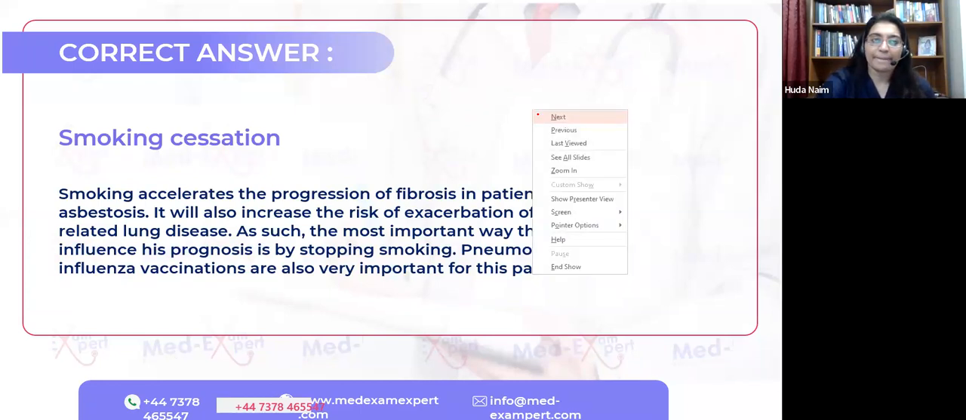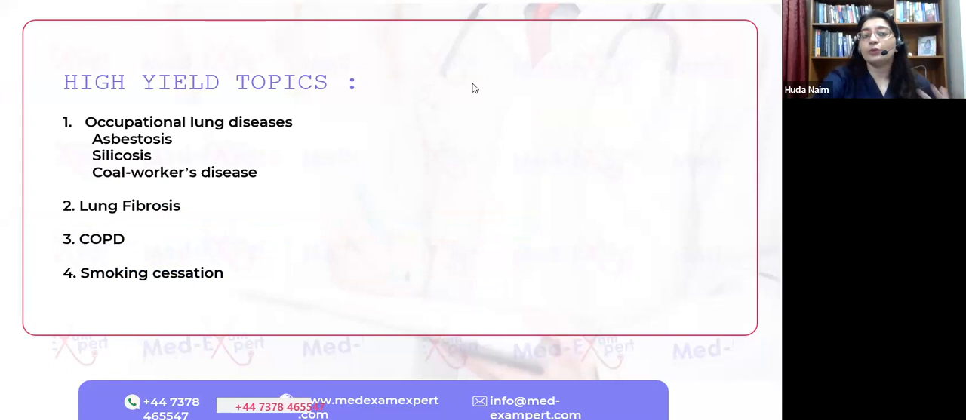Very good. Now, how will you use this exam recall question? You come across a question on asbestosis. What you have to do is revise asbestosis. You have to take an overview of all the occupational lung diseases. Then you have to think about lung fibrosis, COPD, and smoking cessation. All of these are important topics.